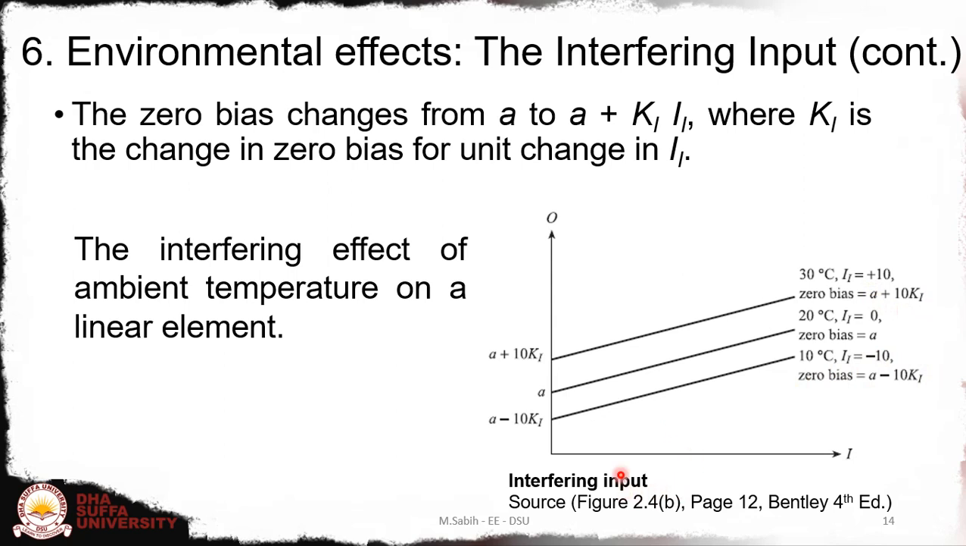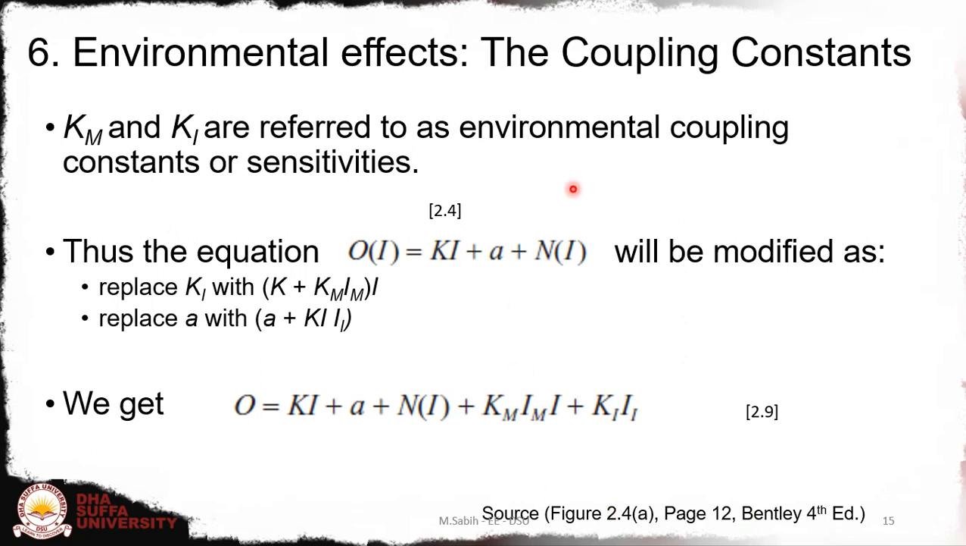I have provided this referencing from Bentley, and also written the page numbers so that you can easily refer back to the book. So now let's discuss the coupling constants. We just saw Km and Ki, which are referred to as the environmental coupling constants or the sensitivities. Notice that these sensitivities are with respect to the other inputs, II or IM. For example, Ki is the sensitivity with respect to II, and Km is the sensitivity with respect to IM.